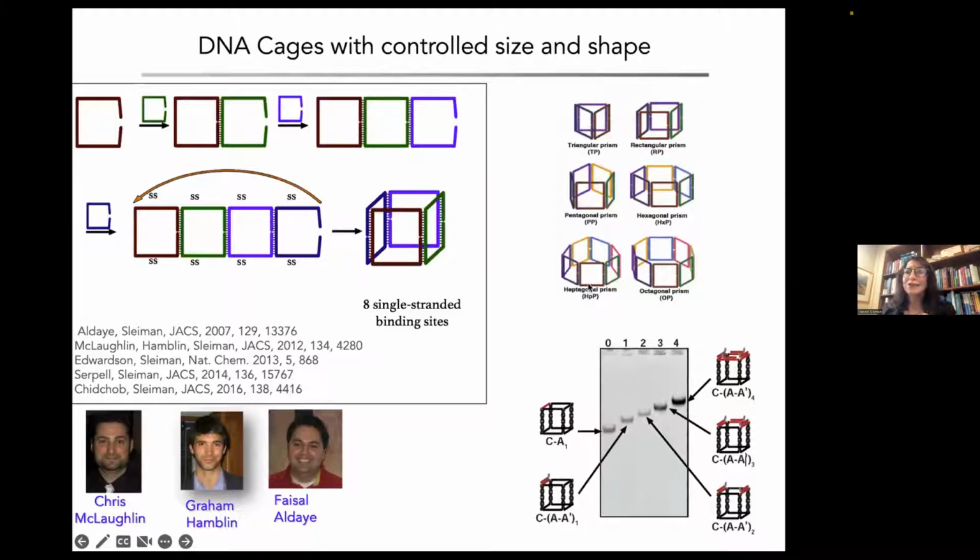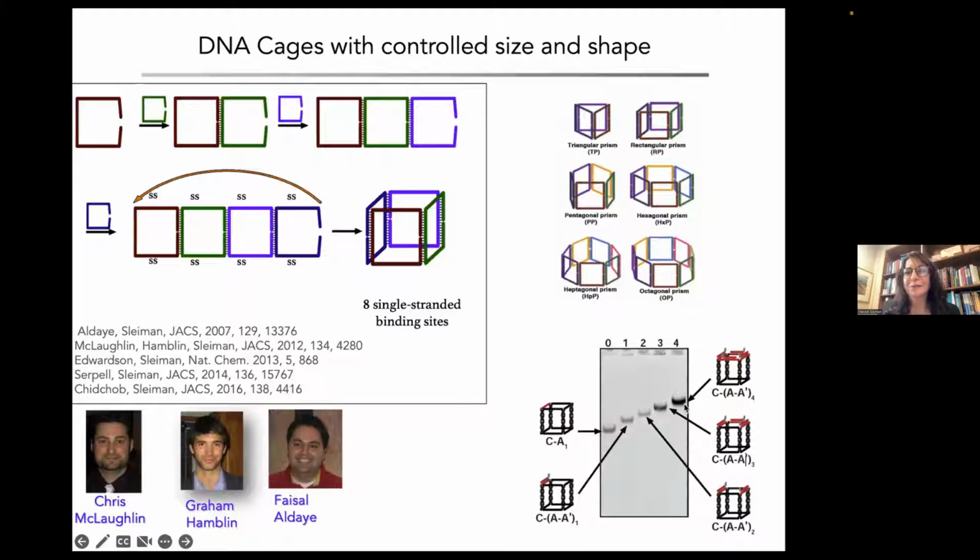So any of you here can actually order these strands from a supplier. They're very cheap right now. And then you can put them in a buffer solution with a little bit of salt added, heat them to break all the hydrogen bonds, cool them back down, and you obtain the cube or whatever structure that you're trying to form in 100% yield.